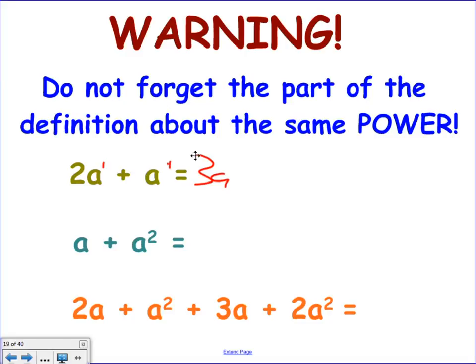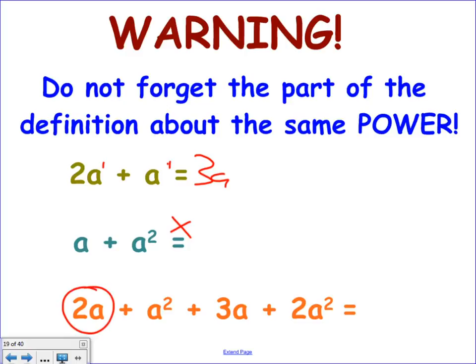Can I add a to a squared? No, they've got different powers. They can test you in the exam, they don't do it every year, to see if you understand that rule. And what they do is they'll give you that to simplify. Okay? So what's my first term?